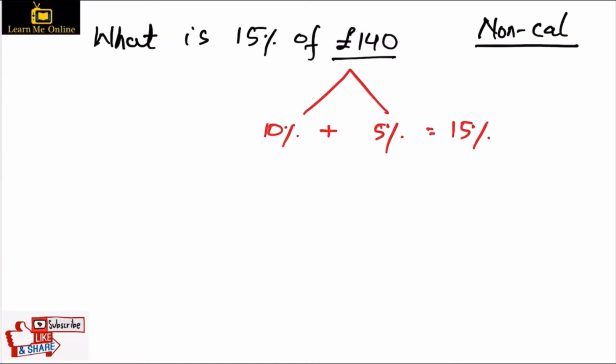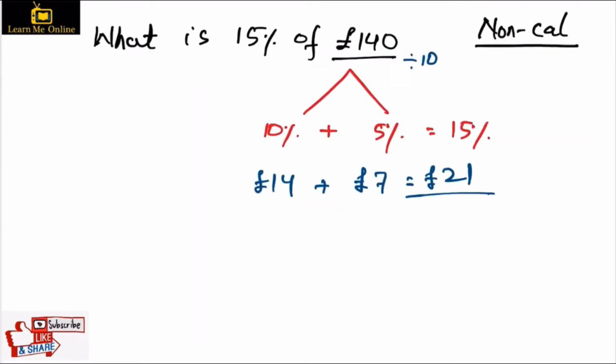Now I'm going to find out what's the 10% of 140. As I said, to find out the 10% of any amount, you divide it by 10. So the 10% of 140 is £14. To get 5% of 140, half of the 10% would be the 5%. So half of 14 would be 7. Because we are finding out the 15%, we add these two numbers together: 14 plus 7 would be £21, which is the 15% of 140.